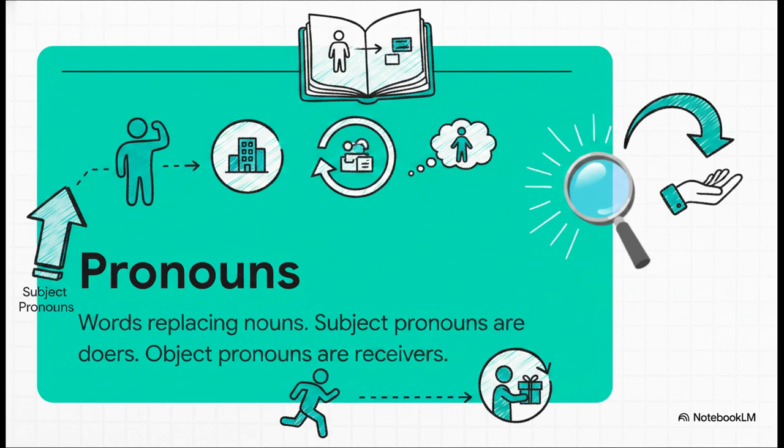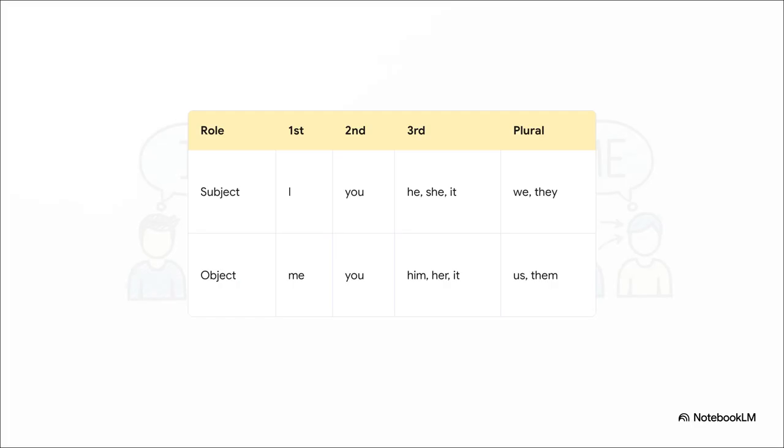Subject pronouns act as the doers of an action. They are making things happen. Object pronouns, on the other hand, act as the receivers of an action. Take a look at how these are divided up. I want you to pay really close attention to that first-person column. Both I and me refer to you, yourself, but they have entirely different jobs in a sentence. I is sitting right up there as a subject pronoun. It's a doer. Me is down below as an object pronoun, meaning it's a receiver.